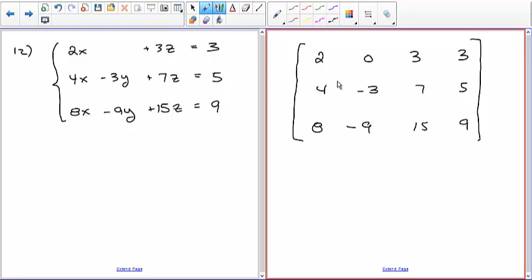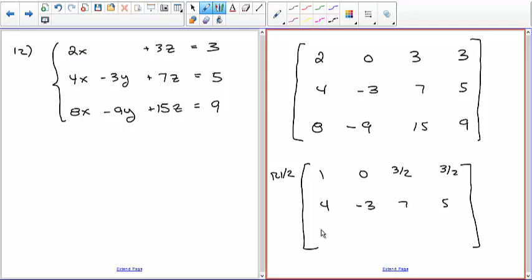And none of these have some nice common factor. I can't divide this by any common factor. I can't divide by 4. So really the first thing in this case, I'm just going to take row 1 and divide by 2. So I'll get 1, 0, 3 halves, 3 halves, and then row 2 and row 3 are unchanged.